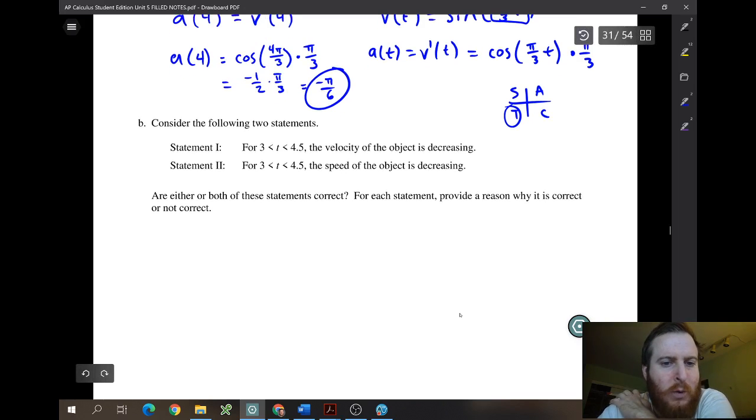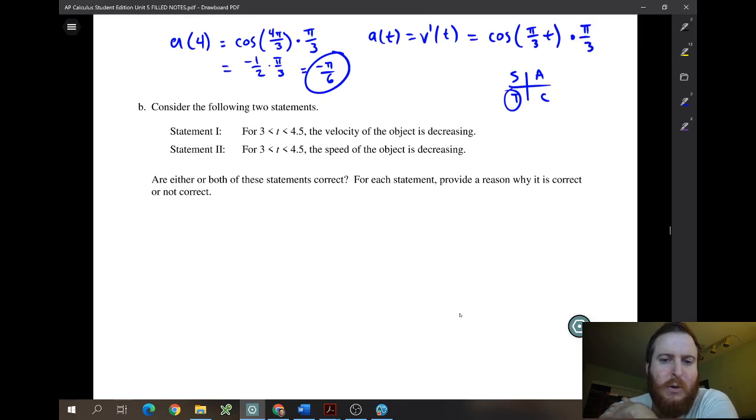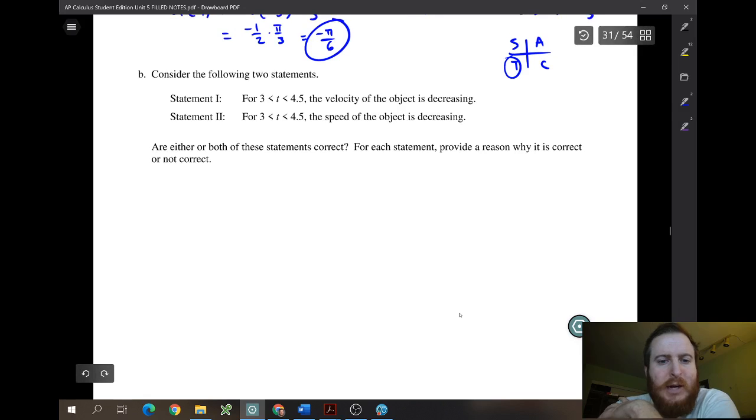Statement 1 says for 3 less than t less than 4.5, the velocity is decreasing. And statement 2 says for 3 less than t less than 4.5, the speed is decreasing. Are both statements correct? And we need to come up with a reason.